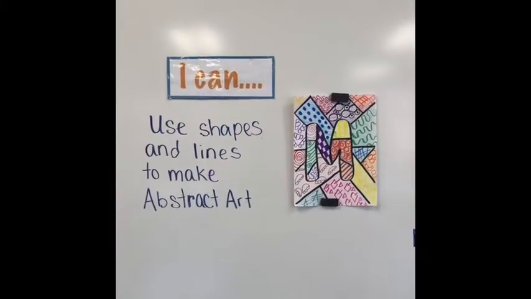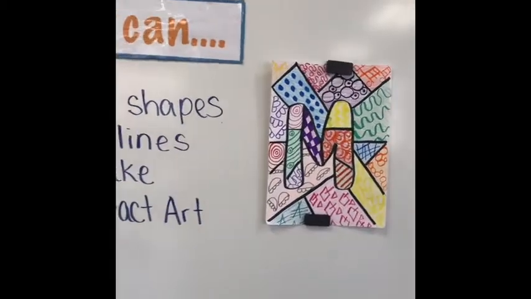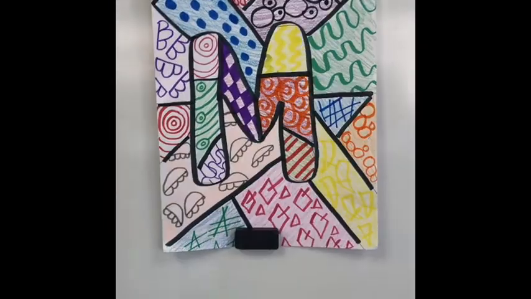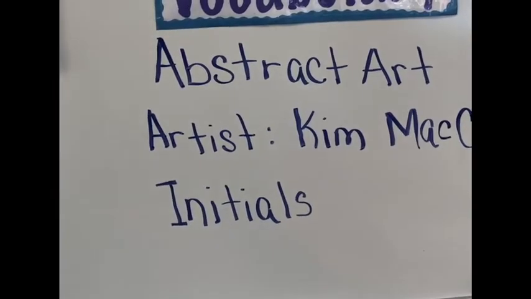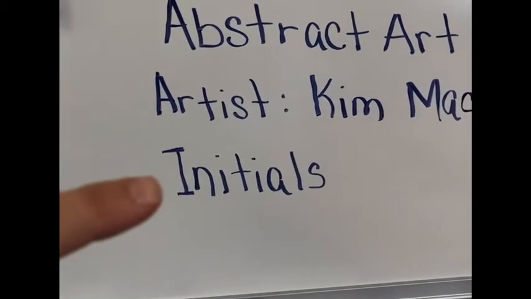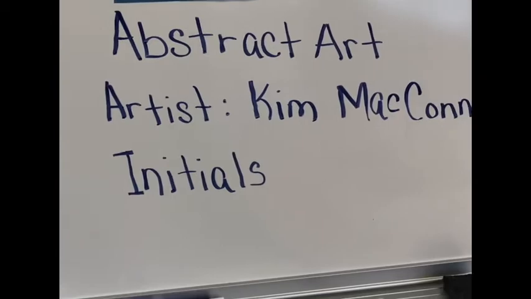The abstract art we're going to create today is going to use shapes and lines, and we are going to use the initial of our first name. In art, a lot of times with clay, we'll carve our initials, and boys and girls are like, well, what are initials? And that's going to be one of our vocabulary words. Initial is the letter of your first name.